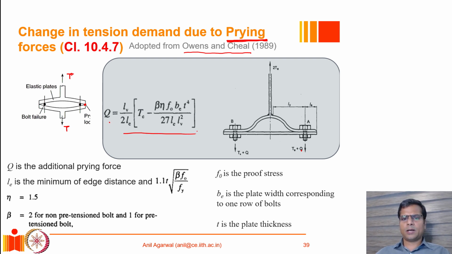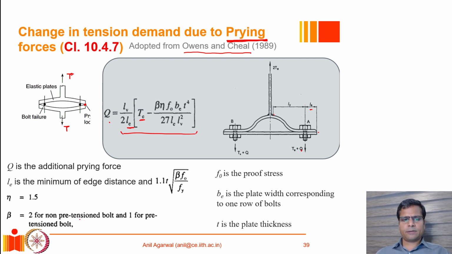This is primarily an empirical equation wherein some of the factors that are listed here, you can see LV is the distance from the toe of the weld to the center of the bolt, right? So that is basically kind of a lever arm on this side. LE is the lever arm. This is the LE value. LE is the lever arm on the other side. TE was the original tension force which was acting on a single bolt, that TE.